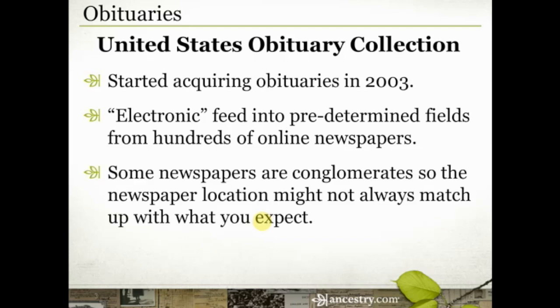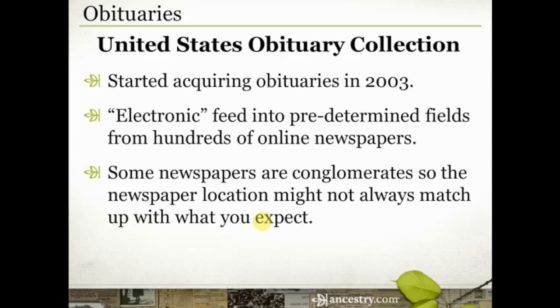Another thing you need to be aware of is that some newspapers, particularly those that are published online, are conglomerates or large corporations who may own 10 or 20 or 30 different local newspapers. And what they sometimes do is they'll roll those obituary collections from all of those local newspapers into one web page. And that one web page may have a header for just one of those newspapers. And so sometimes the newspaper location may not be what you're expecting.